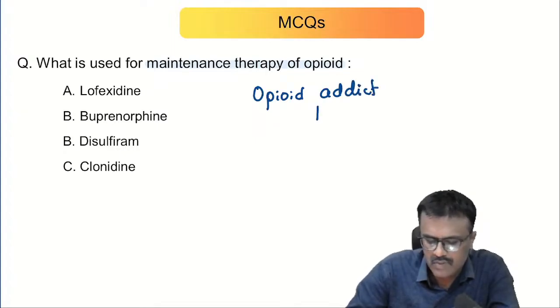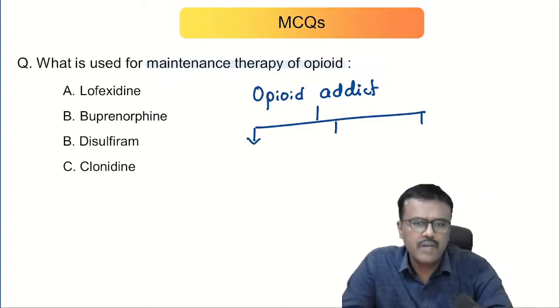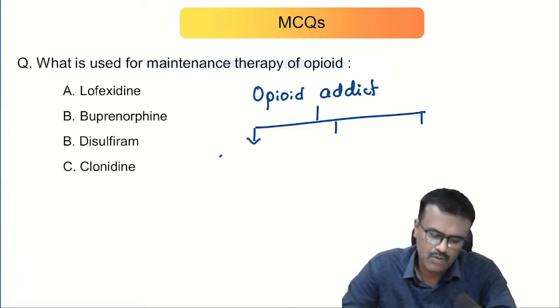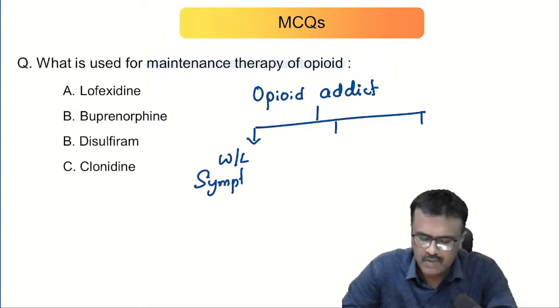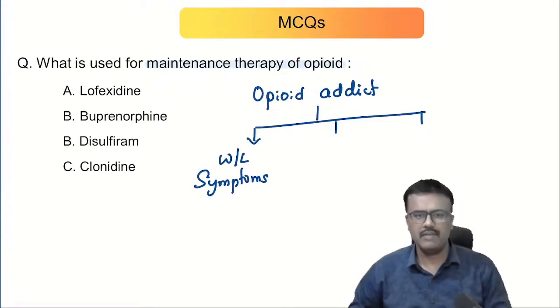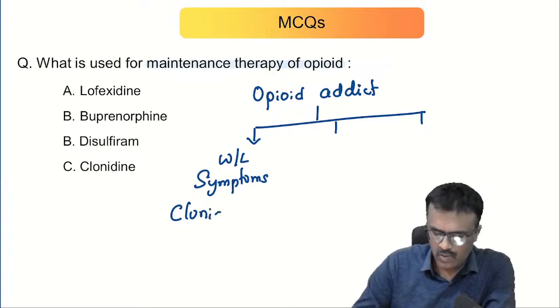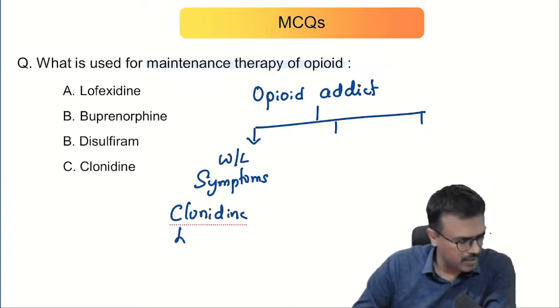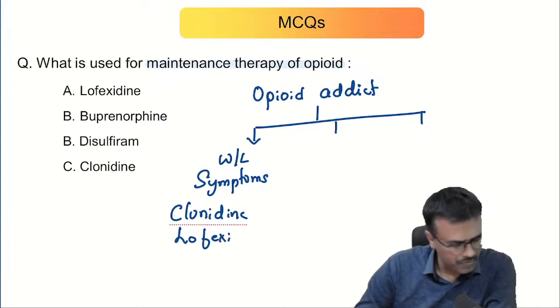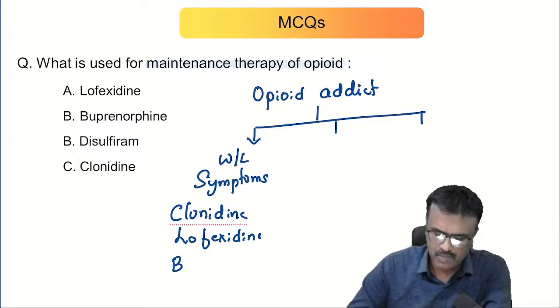There are 3 scenarios we come across. First scenario is an opioid addict. He is taking opioid every day and suddenly stops. So what happens? He will go for withdrawal symptoms. The withdrawal symptoms are sympathetic surge, anxiety, tachycardia, everything. That time I have to suppress the sympathetic. I can give clonidine or I can give lofexidine. That, and also I can calm down the patient by giving.